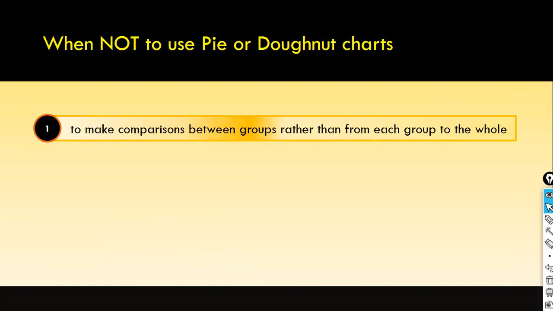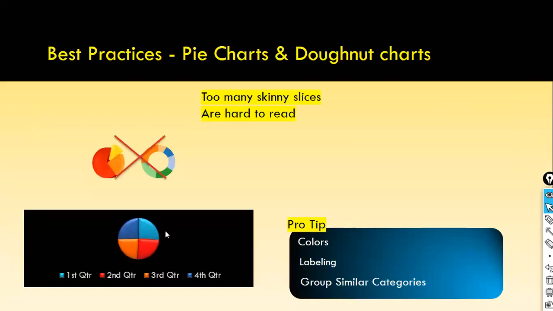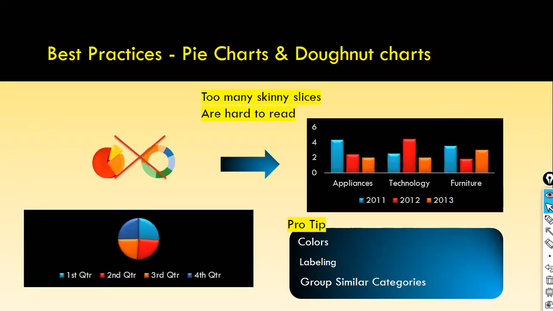When not to use the pie or donut chart: to make comparisons between groups rather than from each group to the whole. In that kind of situation, do not use a pie or donut chart. Instead, you can use the column chart, clustered column chart or clustered bar chart if you want to compare between the groups. Don't use the pie chart for that. It is not helpful.